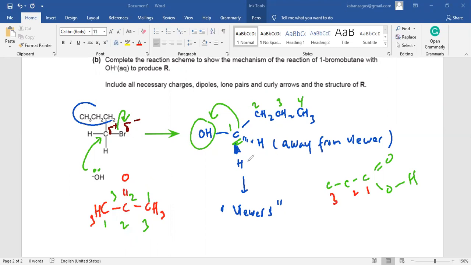All right. So 1, 2, 3, 4. Then I have 4 carbons. Then definitely I will have butan-1-ol. So the name for the structure will be butanol.